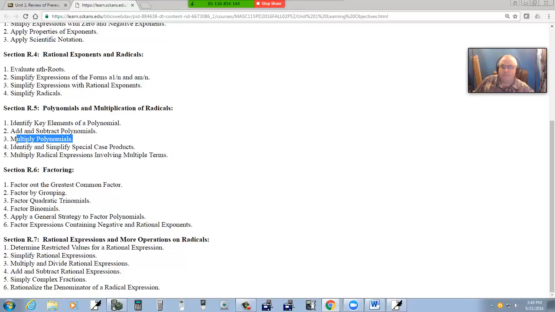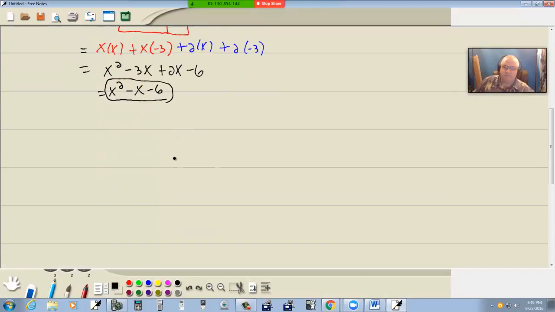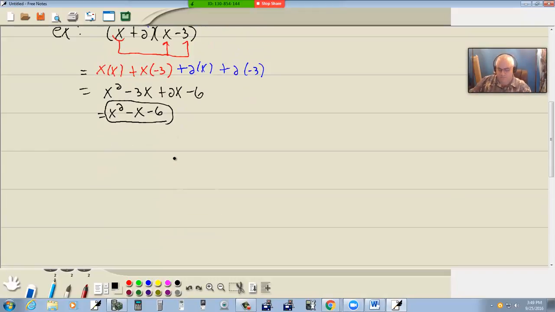Now, that's multiplying polynomials, but there are some other ways to multiply them too. So let's talk about that. If I had 5x times x squared minus 7x plus 3, this is multiplying one term times three terms. You can't FOIL it. FOILing only works if you got two terms and two terms.